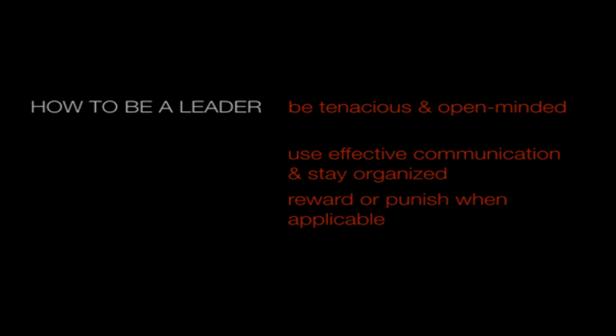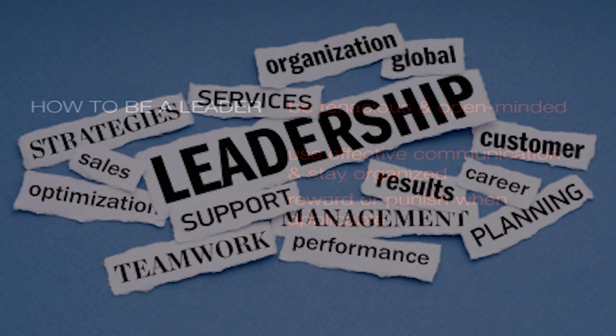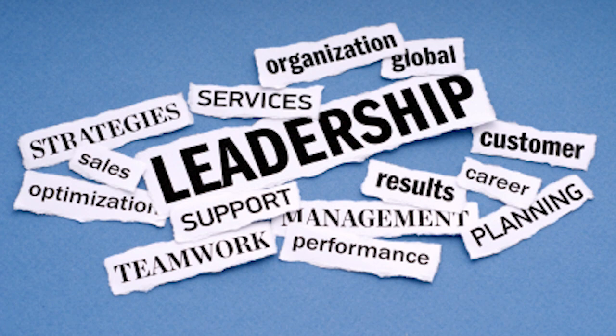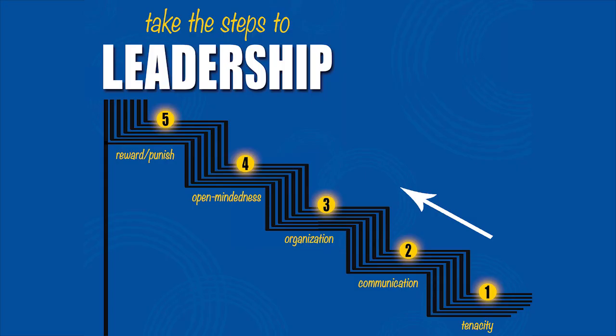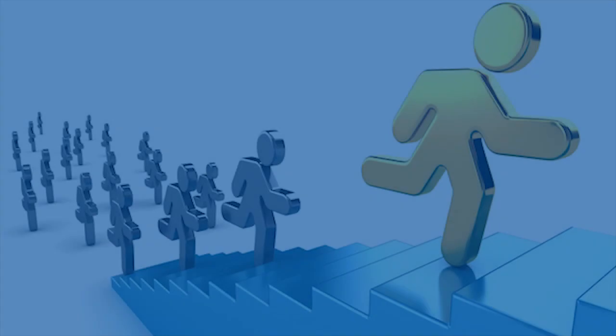Now that you understand the three qualities of being a good leader, are you able to be one? Depending on what type of leader and unique goal one desires to be and attain, it can take a lot of different steps, but I'll discuss the steps that will always be beneficial and help you to become a designated leader. There are 5 steps: be tenacious, use effective communication, be well organized, stay open-minded, and reward or punish.